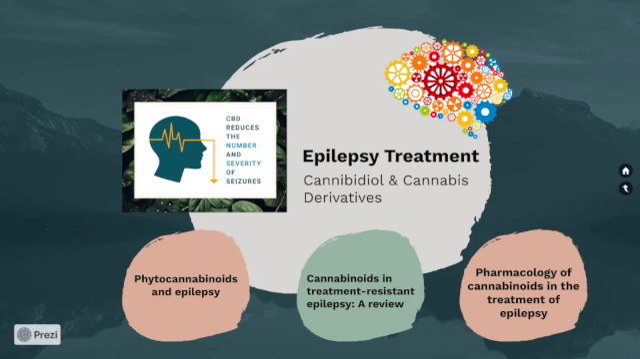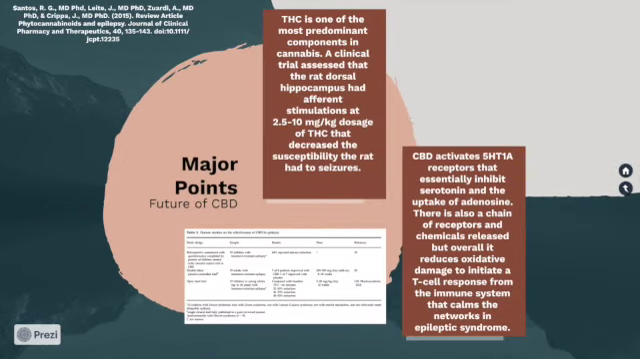Let's take a look at phytocannabinoids and epilepsy and how they interact. THC is one of the most predominant components in cannabis, and a clinical trial assessed that a rat dorsal hippocampus had afferent stimulations when giving small to large dosage of THC that essentially decreased the susceptibility the rat had to seizures. CBD, which is another phytocannabinoid of marijuana, activates 5-HT1A receptors.